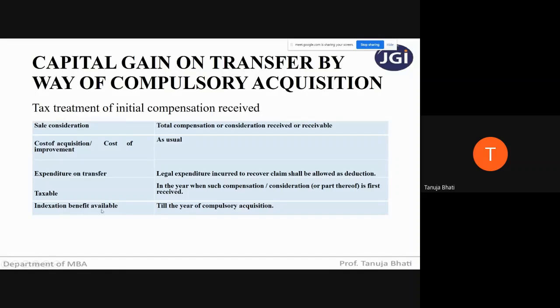Indexation benefit is available till the year of compulsory acquisition. So the year up to which the government is compulsorily acquiring your property, indexation benefit is available up to that year. So students, is this provision understood? We will be solving a problem on this so that it will be better for you all to understand the provision. But did you all understand what is the sales consideration you are supposed to take?